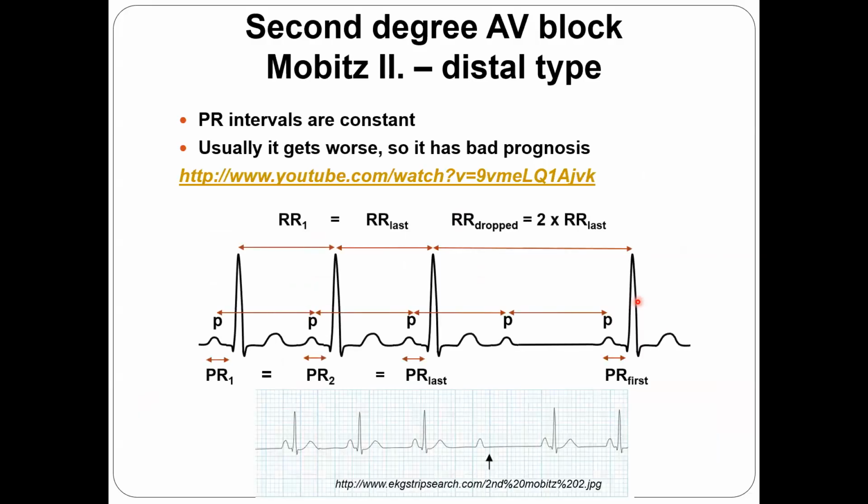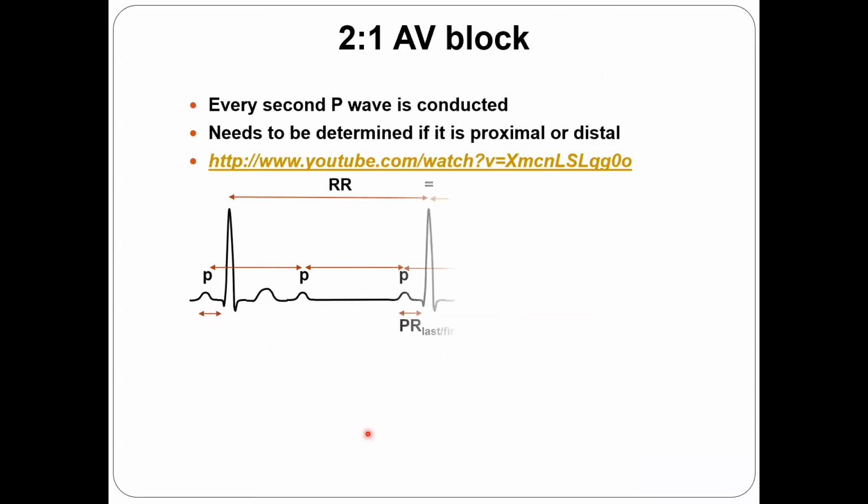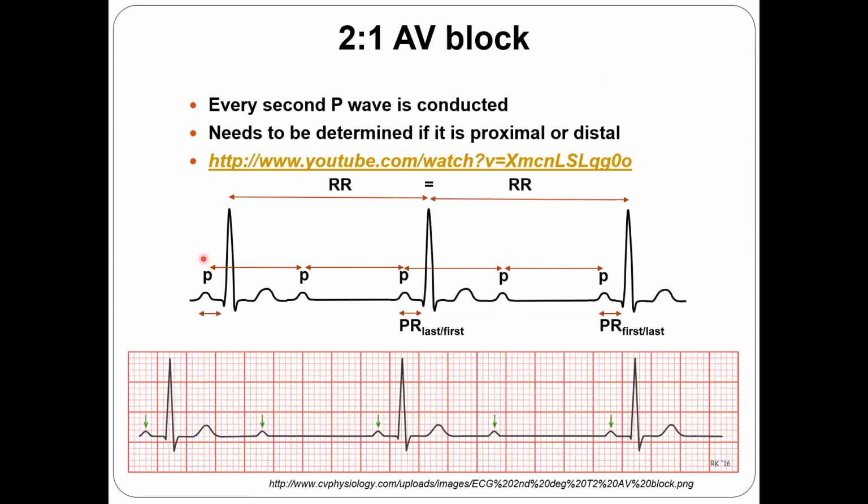The second degree is a very simple one because it means that the P's are always the same. However, you will find a P that is not followed by QRS. As you see here, the P's are equal, and when you have the gap, where there's no QRS complex, this is exactly twice the last RR interval. That's simple. 2 to 1 AV block, very simple. Every second P is not conducted. You can see P's, however, you do see some dropped P's.